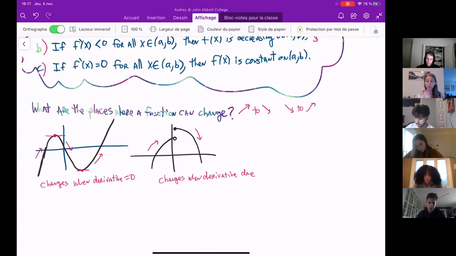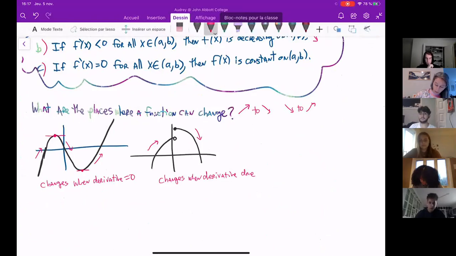So these values where these changes could happen, where the derivative equals 0 or the derivative does not exist, are what's called critical numbers or critical values. They're called critical because they're super important. They're the place where things happen in functions.